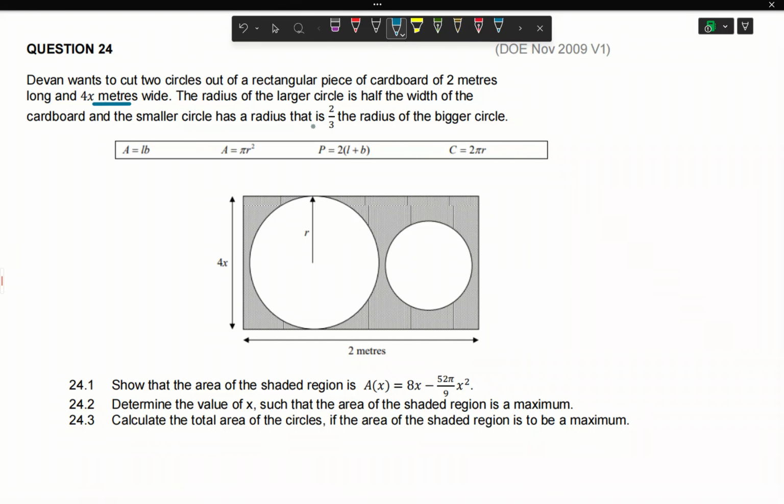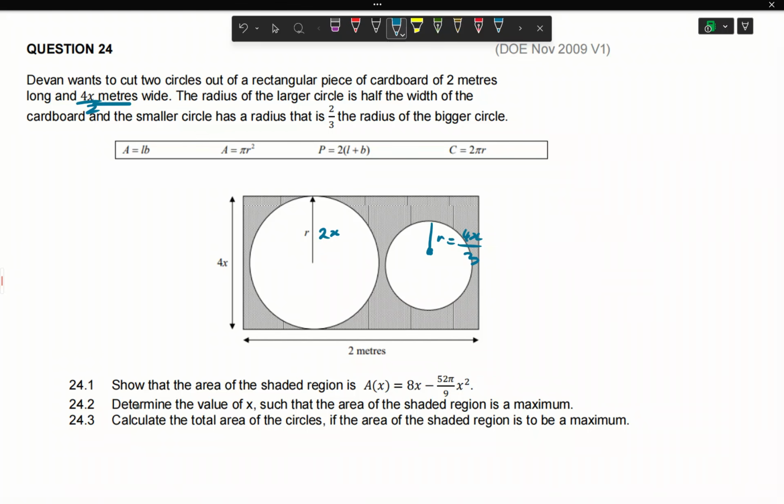So it means the radius of the larger circle is half the width. Half the width, let's divide by 2. So the larger circle's radius is 2x. Now they say the smaller circle has a radius that is 2 over 3 the radius of the bigger circle. So you say 2 over 3 multiplied by 2x, and this gives you 4x over 3. That's the radius of the smaller circle.